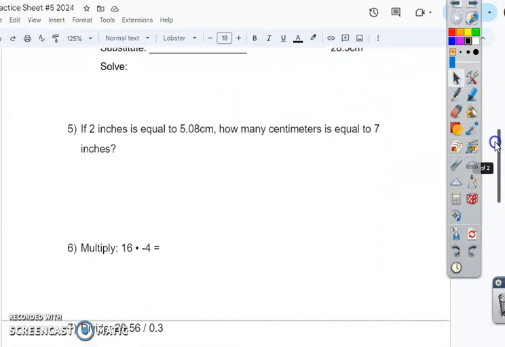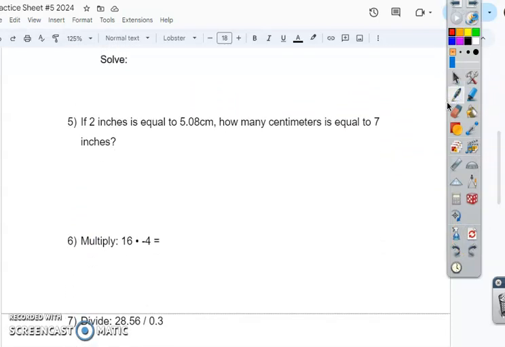Okay, number 5 says, if 2 inches is equal to 5.08 centimeters, how many centimeters is equal to 7 inches, okay? So hopefully we're seeing that we have a rate, 2 numbers with 2 different units. I also see how many centimeters, that's my question, is equal to 7 inches right there. Okay, 7 inches. So hopefully you know that's line equals line equals line. And with my rate, I write my units. It doesn't matter which one goes on top and bottom, but I see inches first and then centimeters, so that's how I like to do it.